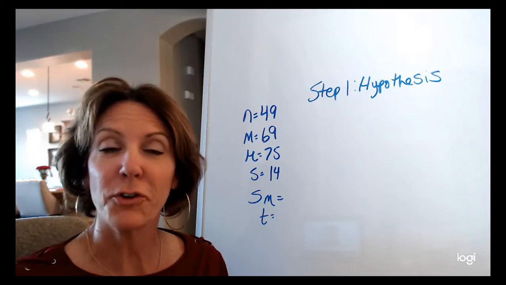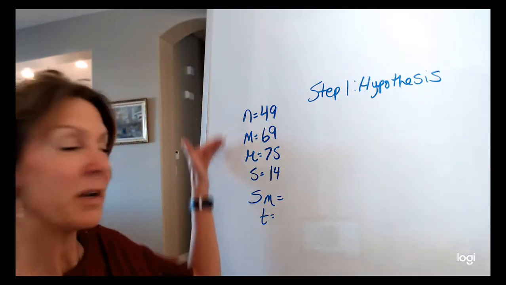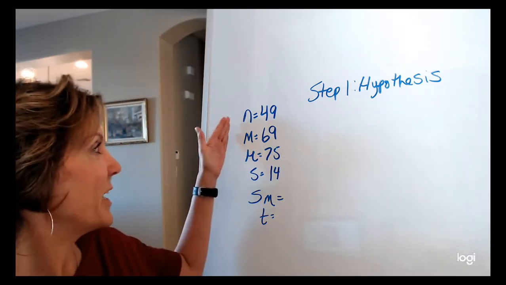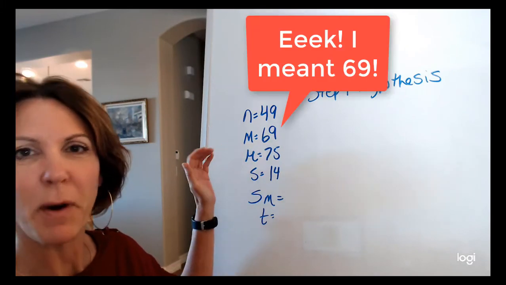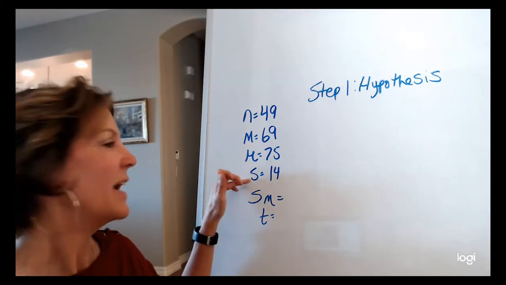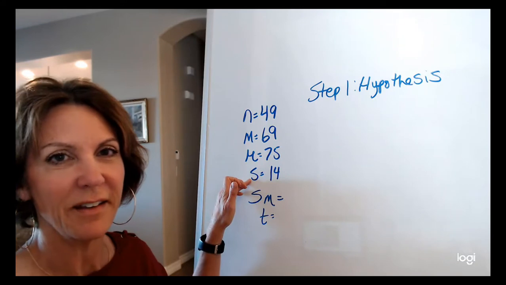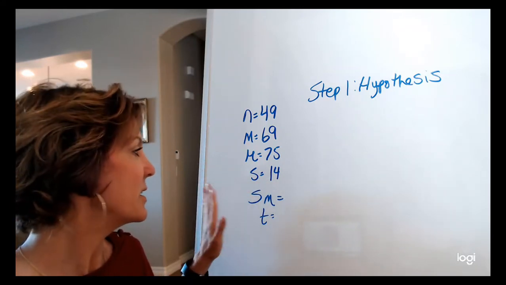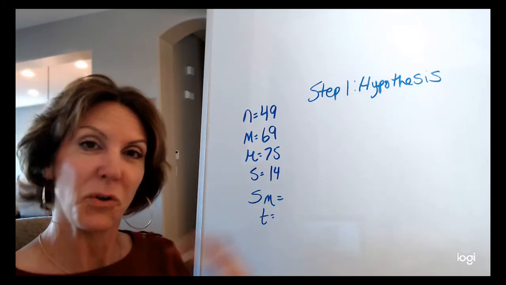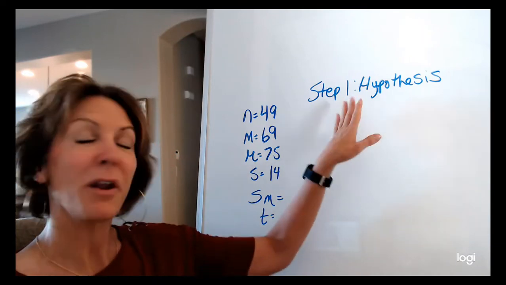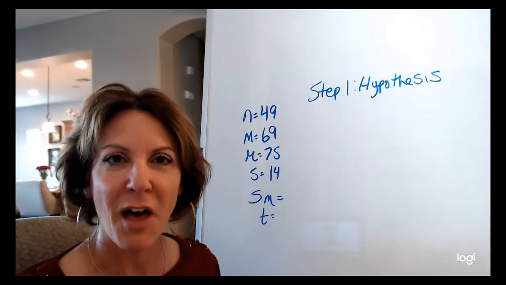What I've done first is set up the important information that we need. We had an N of 49, our mean is 69, the population mean was 75, and the standard deviation is 14. In this process, we're going to need to know the standard error of the mean and the t in order to figure this all out. But our first step is to write our hypotheses.